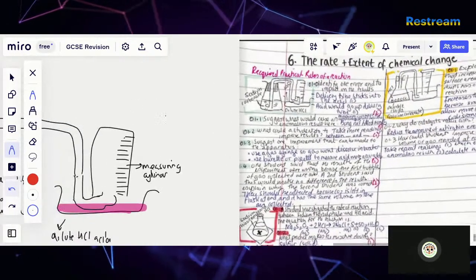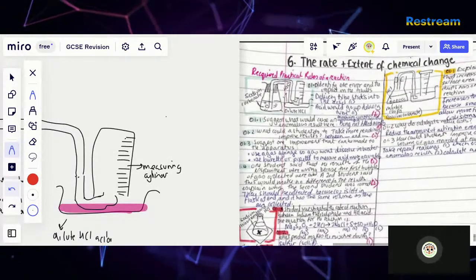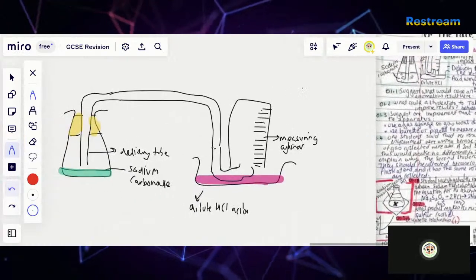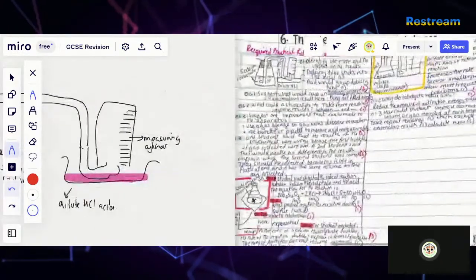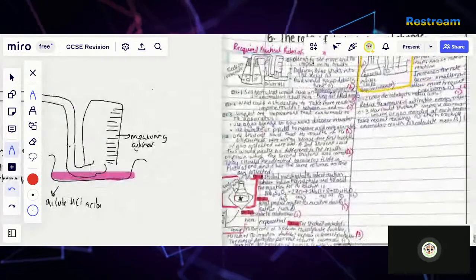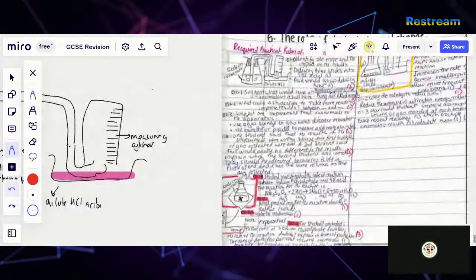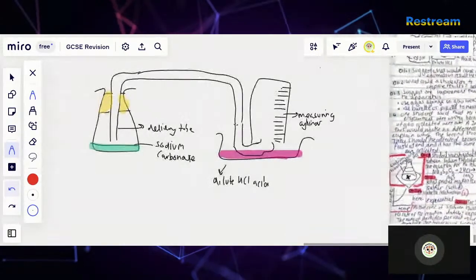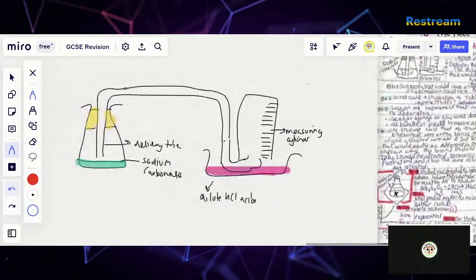Now, what could a student do to improve the results? Take more readings. Suggest one improvement that can be made to this apparatus: using a gas syringe so that the gas would not dissolve in water. Or use a burette or pipette to measure the acid more accurately. So instead of a measuring cylinder, use a burette or pipette.